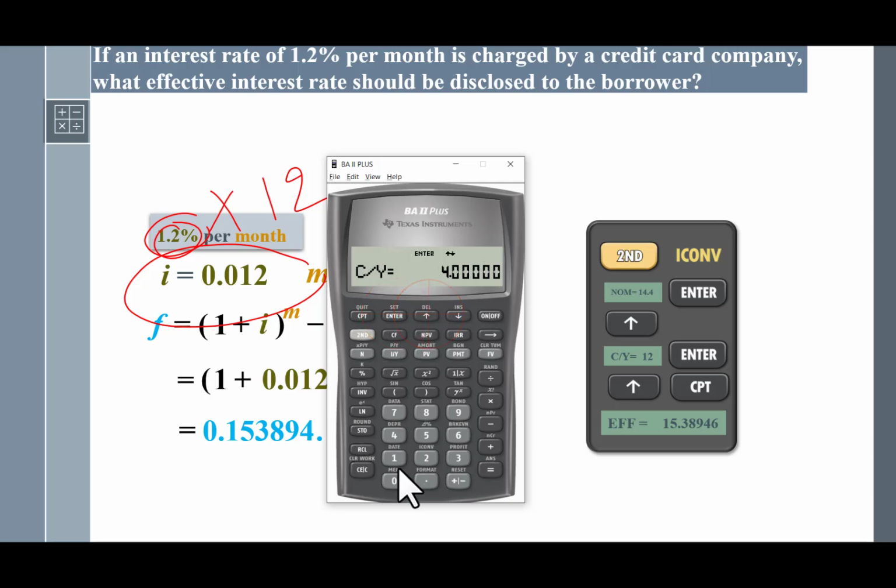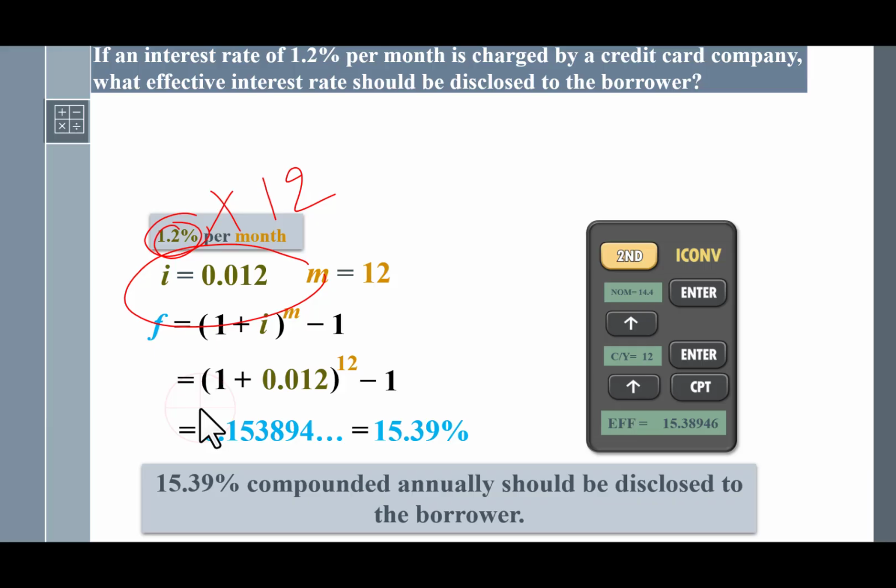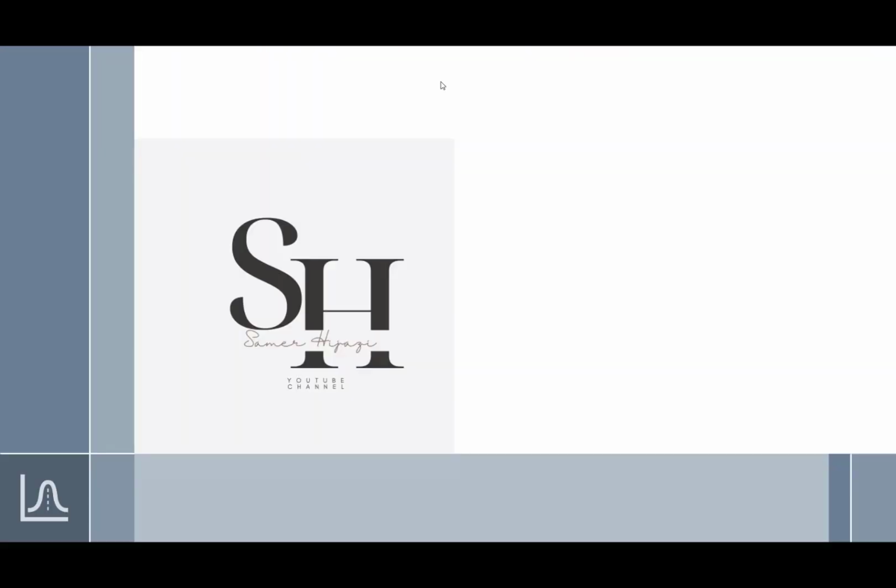Up. Compounding frequency is 12. Enter. Up. CPT. 15.38946. That's how easy it is to find the effective interest rate.